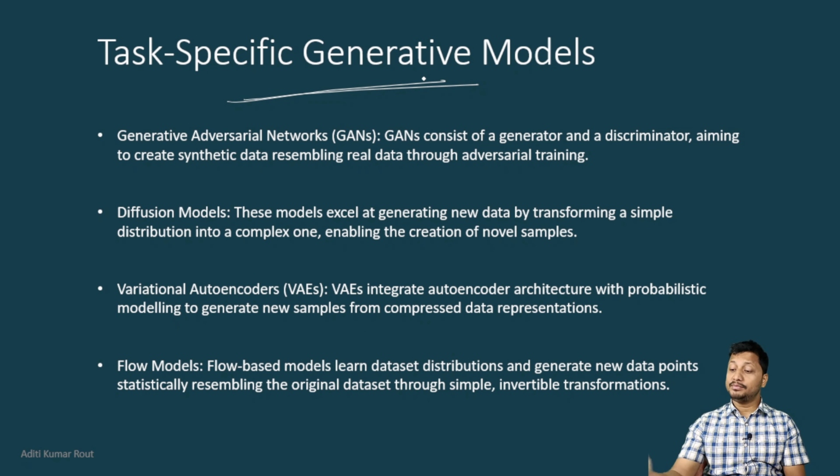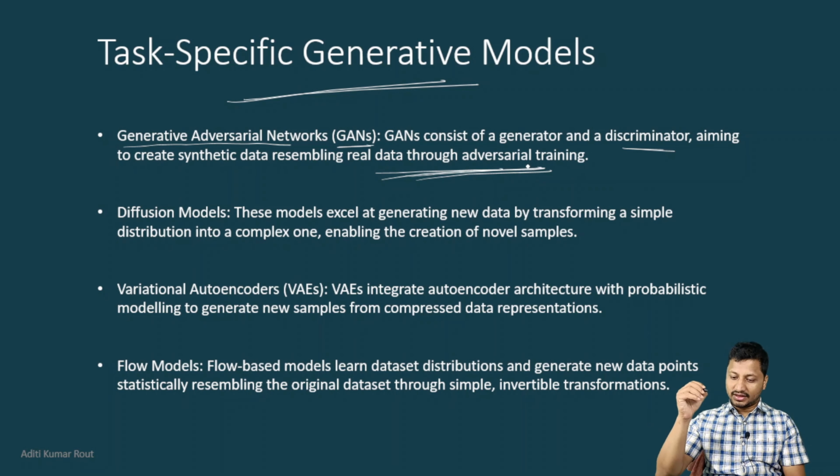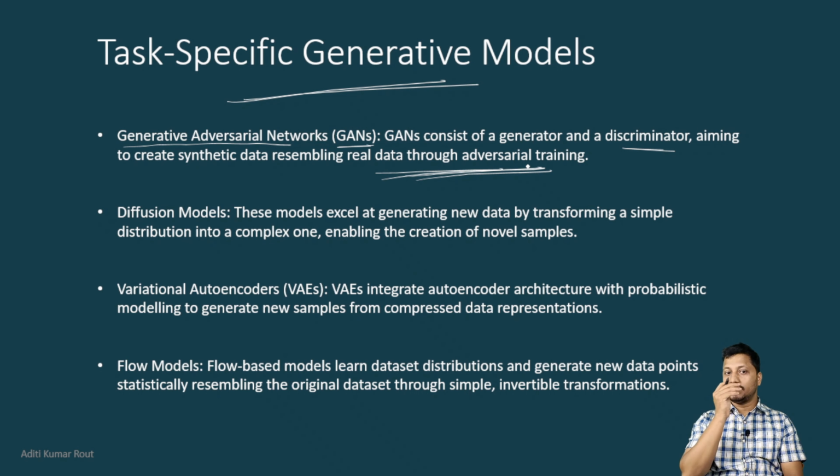First one is the very popular GAN. Always we are talking about the generative adversarial network. This is a type of network which consists of a generator and a discriminator, aiming to create synthetic data resembling the real data through adversarial training. This is the significance, or the characteristics, of the generative adversarial network, which comes under the category of task specific generative models.